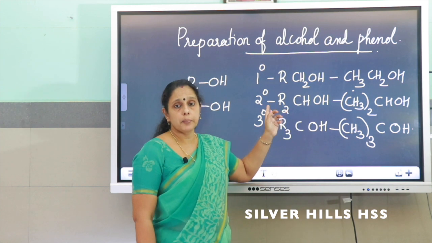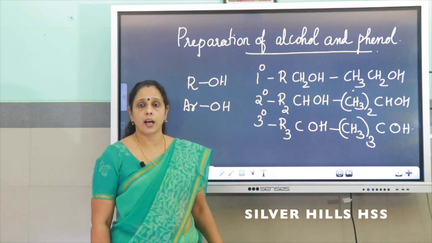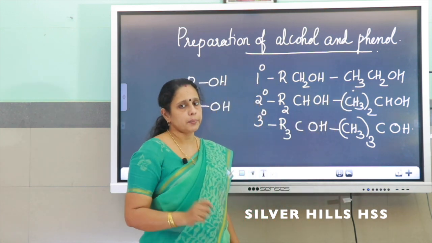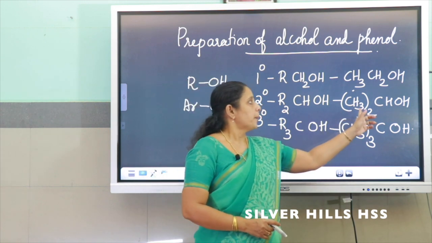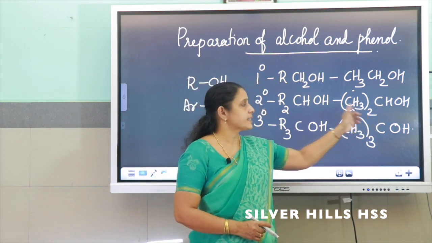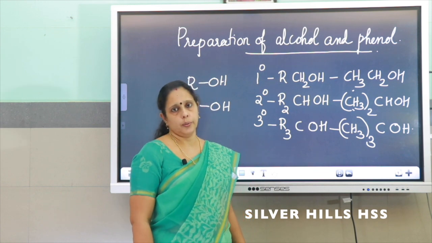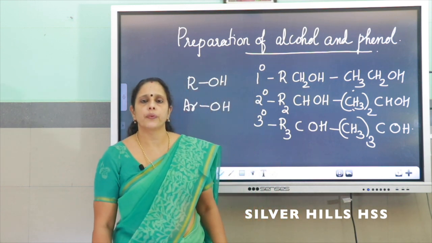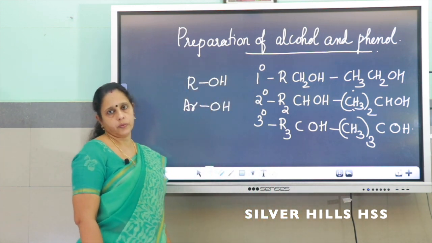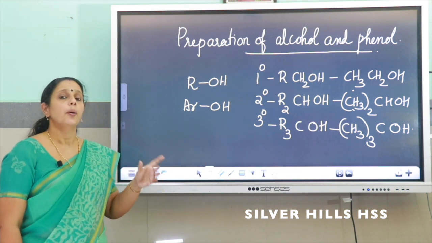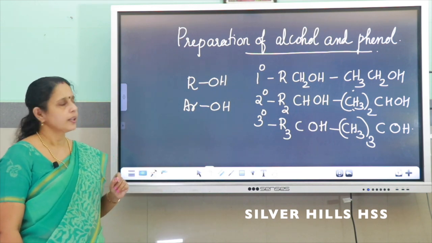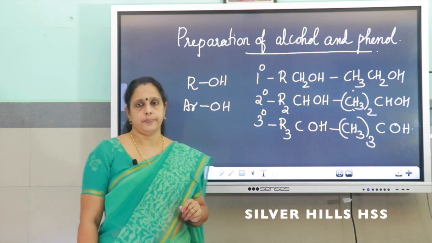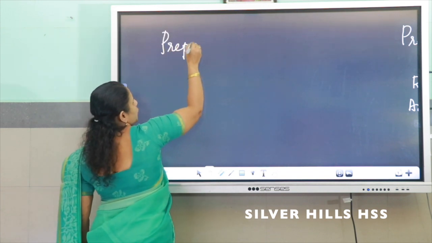The different examples of primary, secondary and tertiary alcohols are: ethanol, which is a primary alcohol; propan-2-ol, an example of a secondary alcohol; and 2-methyl propan-2-ol, an example of a tertiary alcohol. So, this is the classification of monohydric alcohols. Then we are moving to the preparation of alcohols.